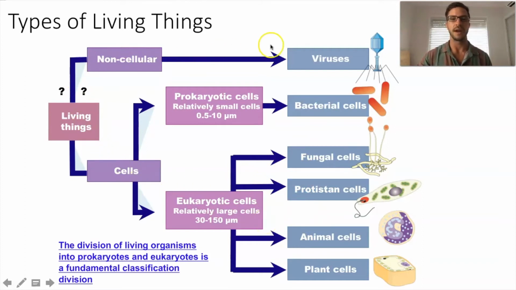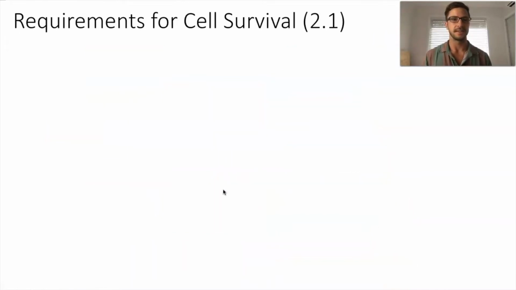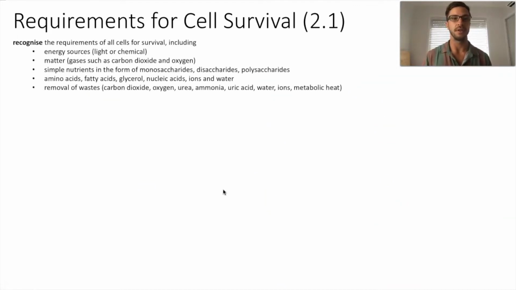If we go the other way, we think about non-cellular organisms, then we have viruses, and it's this debate whether they're living or not. So this is a major division. Today we're going to zoom in on eukaryotes and prokaryotes, but focusing more on eukaryotic cells because they're a little bit more complex. Alright, so from 2.1 of the textbook, requirements for cell survival, the learning goal, as we already looked at, is to look at these various things.